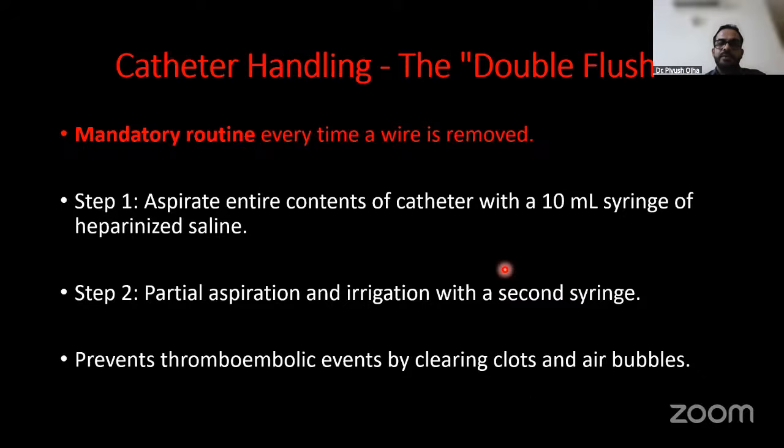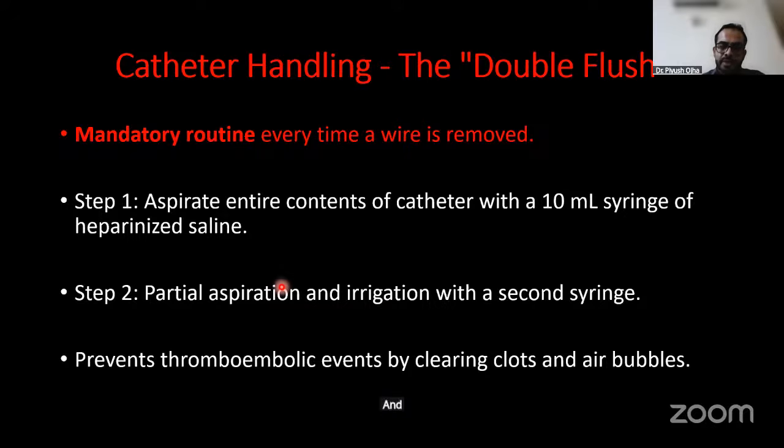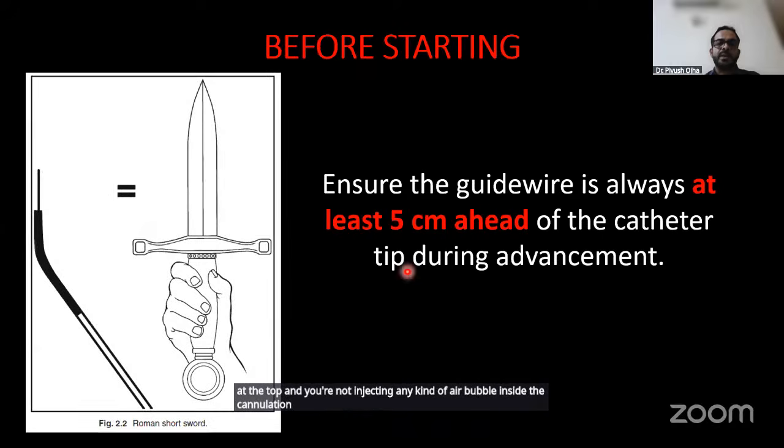Once you have used your wire to manipulate into the particular artery, you should remember the double flush. Every time you take out a wire, you need to aspirate with a 10 ml syringe. Then once you have removed it, you need to attach another syringe and do a partial aspiration. You need to tap it so that the air bubbles come to the top and you're not injecting any air bubbles inside the cannulated artery.